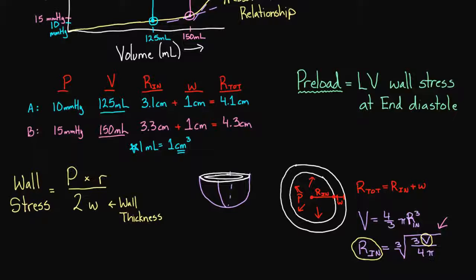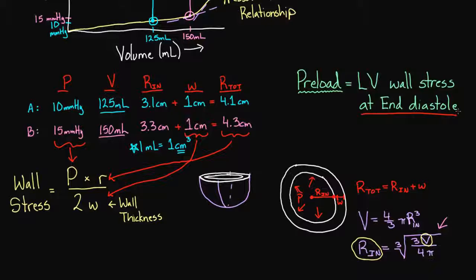And then finally, we can calculate preload now. You can take all these numbers and say, Mr. Laplace asked me for pressure, I got it right there. Mr. Laplace asked me for my total radius, and I got it right there. And Mr. Laplace asked me for my wall thickness, and I got it right there. So all the things that we need to calculate wall stress at the end of diastole, which is really important, we have those numbers. We have them, and so we can actually calculate preload.